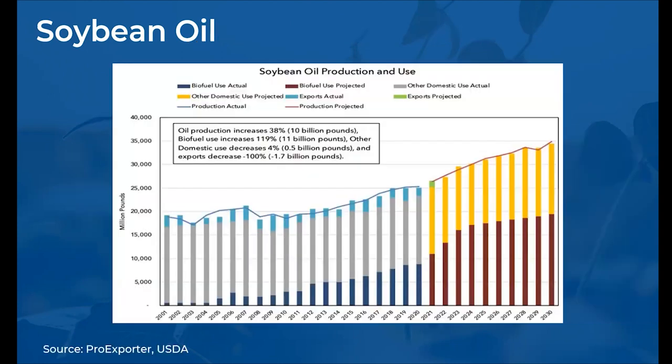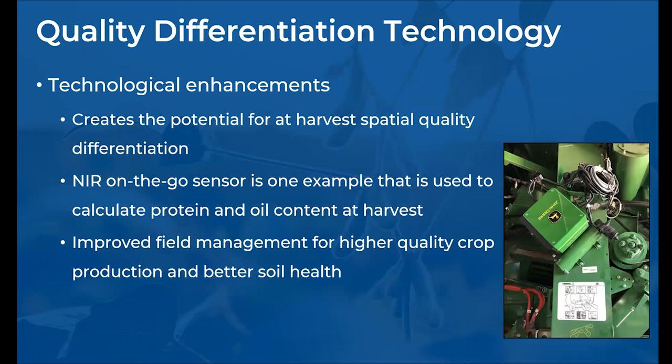In fact, at our Innovation to Profit conference in 2022, Matt Erickson presented this graph that shows that soybean oil production and use is projected to increase all the way through 2030, and they don't see it stopping there. So it's going to be very important moving forward. So how exactly do we differentiate our quality? Well, we're going to need technology for that.